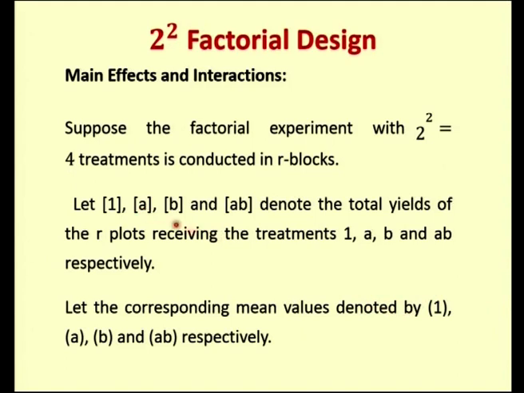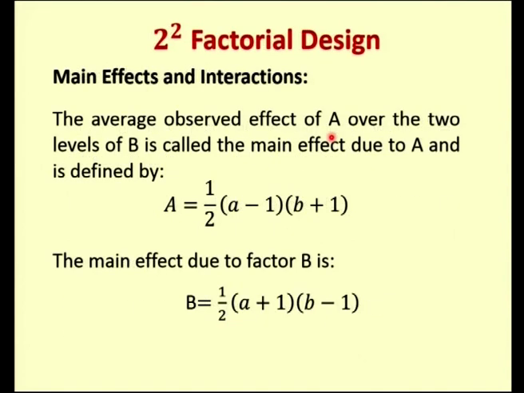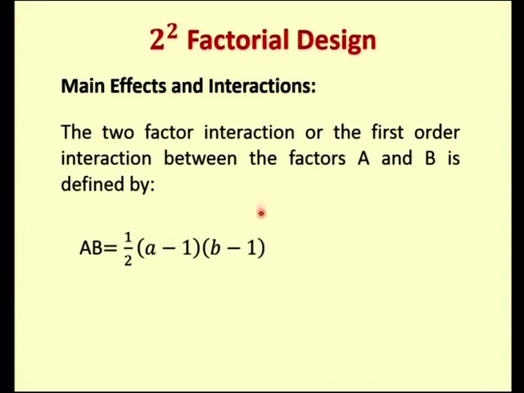So, the square brackets and parentheses make a huge difference. Square brackets denote the total, and parentheses denote the treatment combination values, that is, the mean values. The average observed effect of A over the 2 levels of B is called the main effect due to A, and it is defined as A equals 1 by 2 of (a minus 1)(b plus 1). The main effect due to B is given by B equals 1 by 2 of (a plus 1)(b minus 1), and the interaction effect is given by AB.